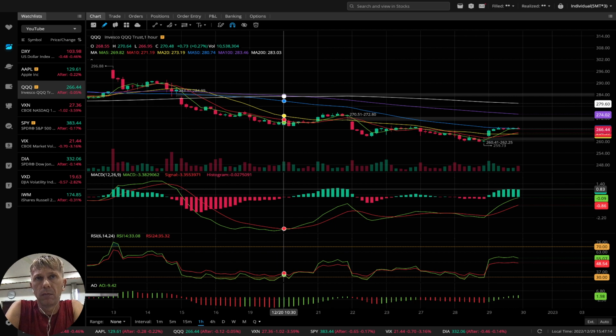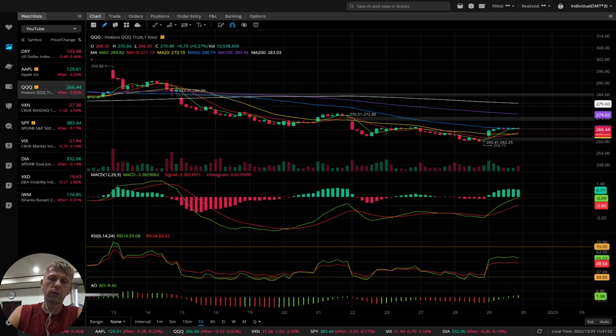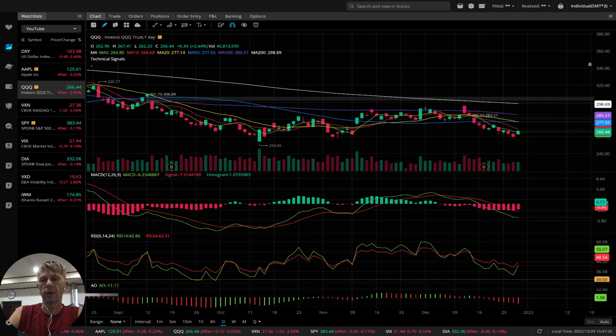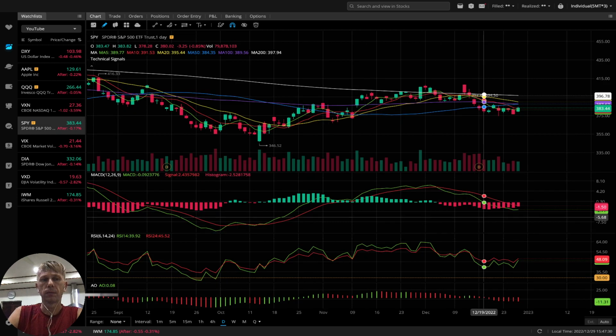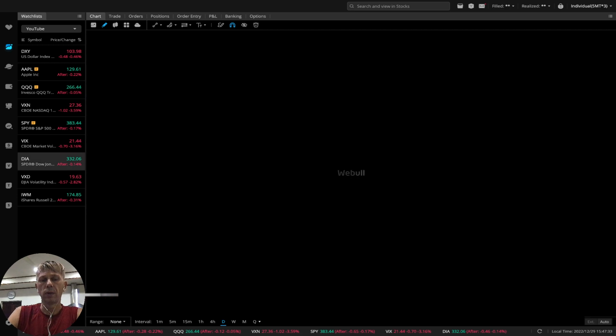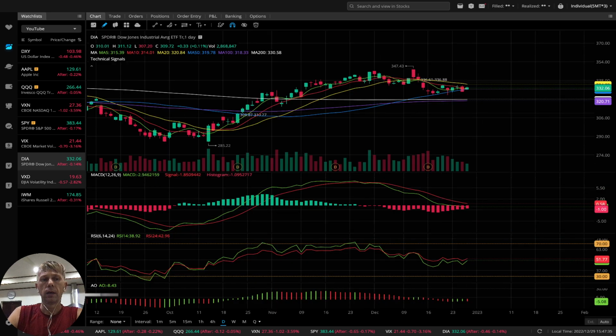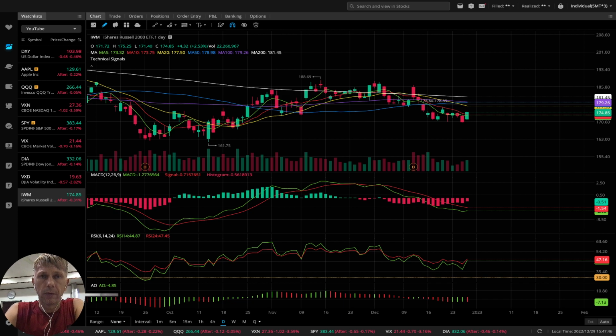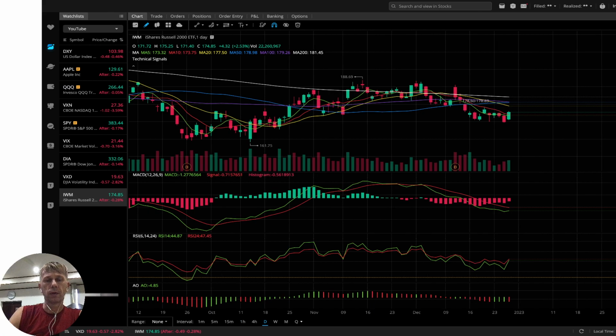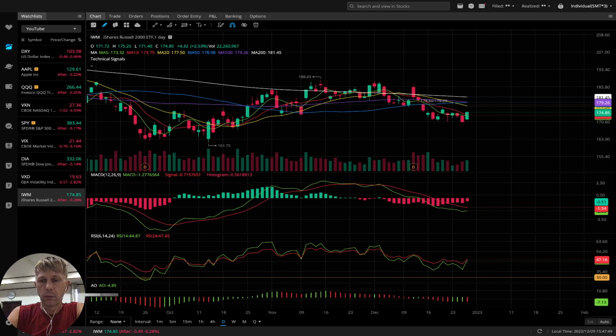Looks like the market wants to change direction to bullish. It's bullish for 1 hour and 4 hours. Only bearish on the daily time frame. Look at that. Q still bearish. SPY on daily still bearish. Dow still bearish on daily. And IWM still bearish on daily. Looks like the market is changing direction to a bullish trend. Okay, that's all for me.